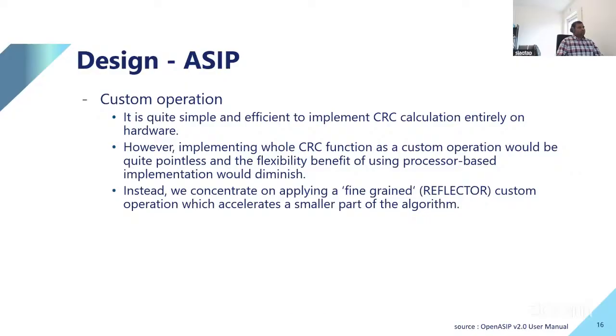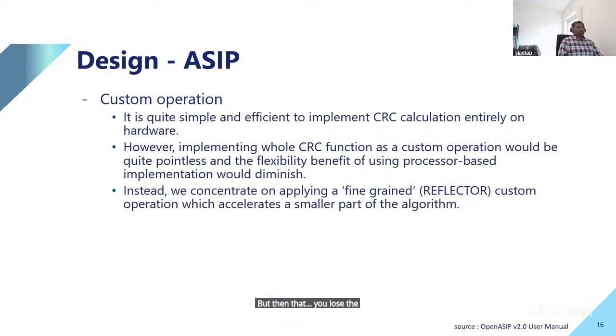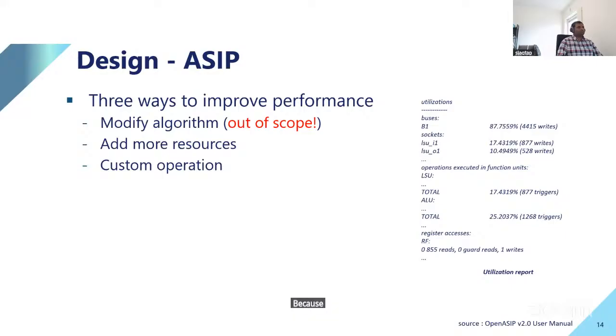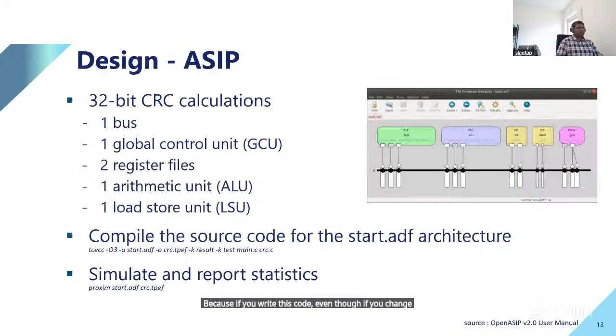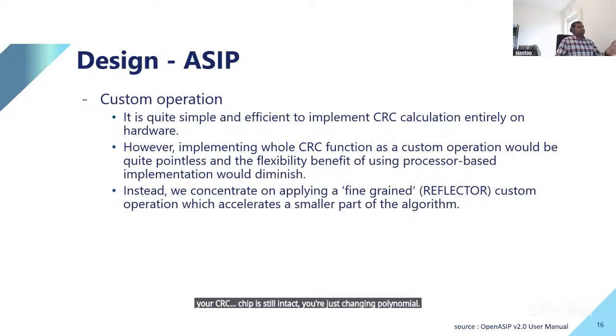Of course, one can directly implement everything in hardware. You can even implement that polynomial in hardware, but then you lose the flexibility that hardware software co-design is giving. Because if you write this code, even if you change your polynomial, your CRC chip is still intact. You're just changing the polynomial. So basically, these kinds of things.